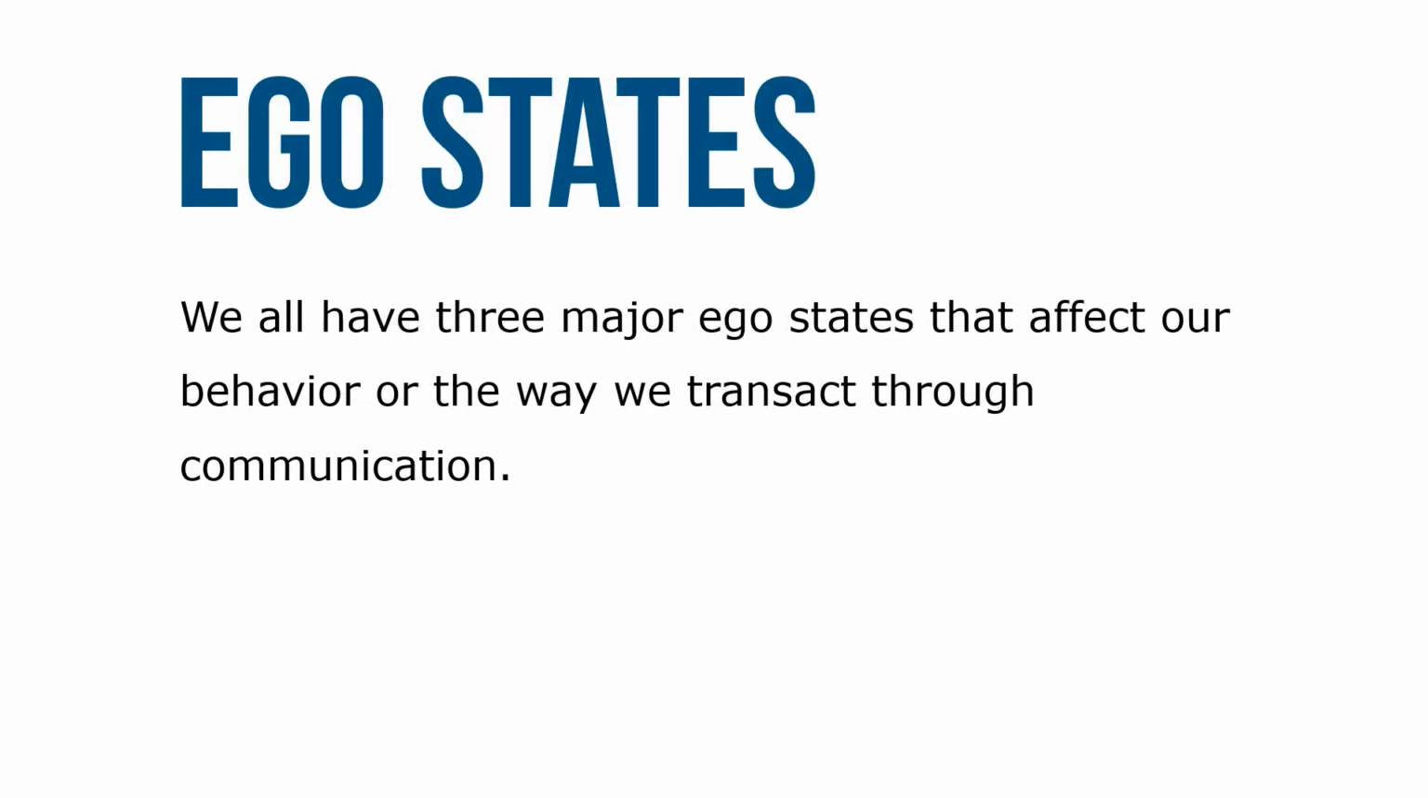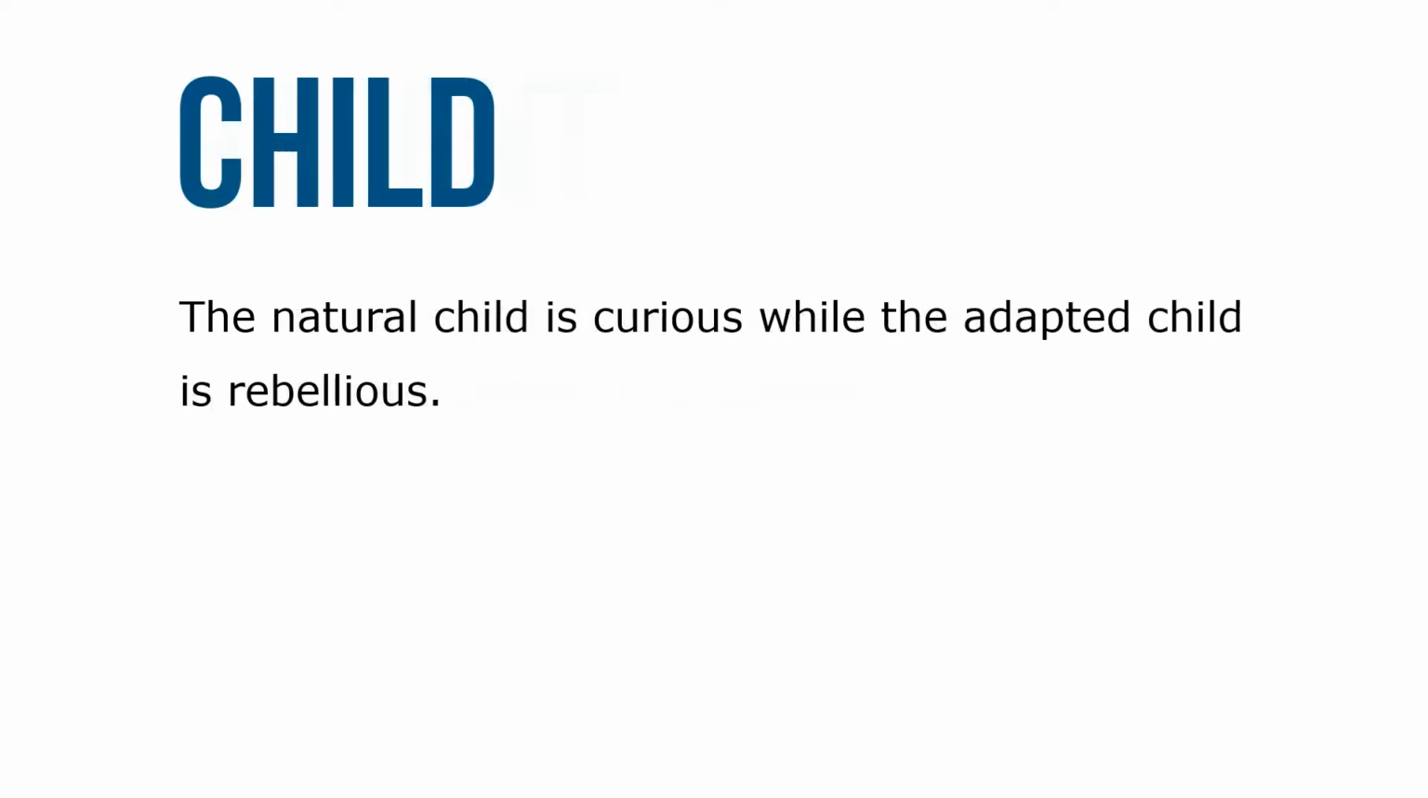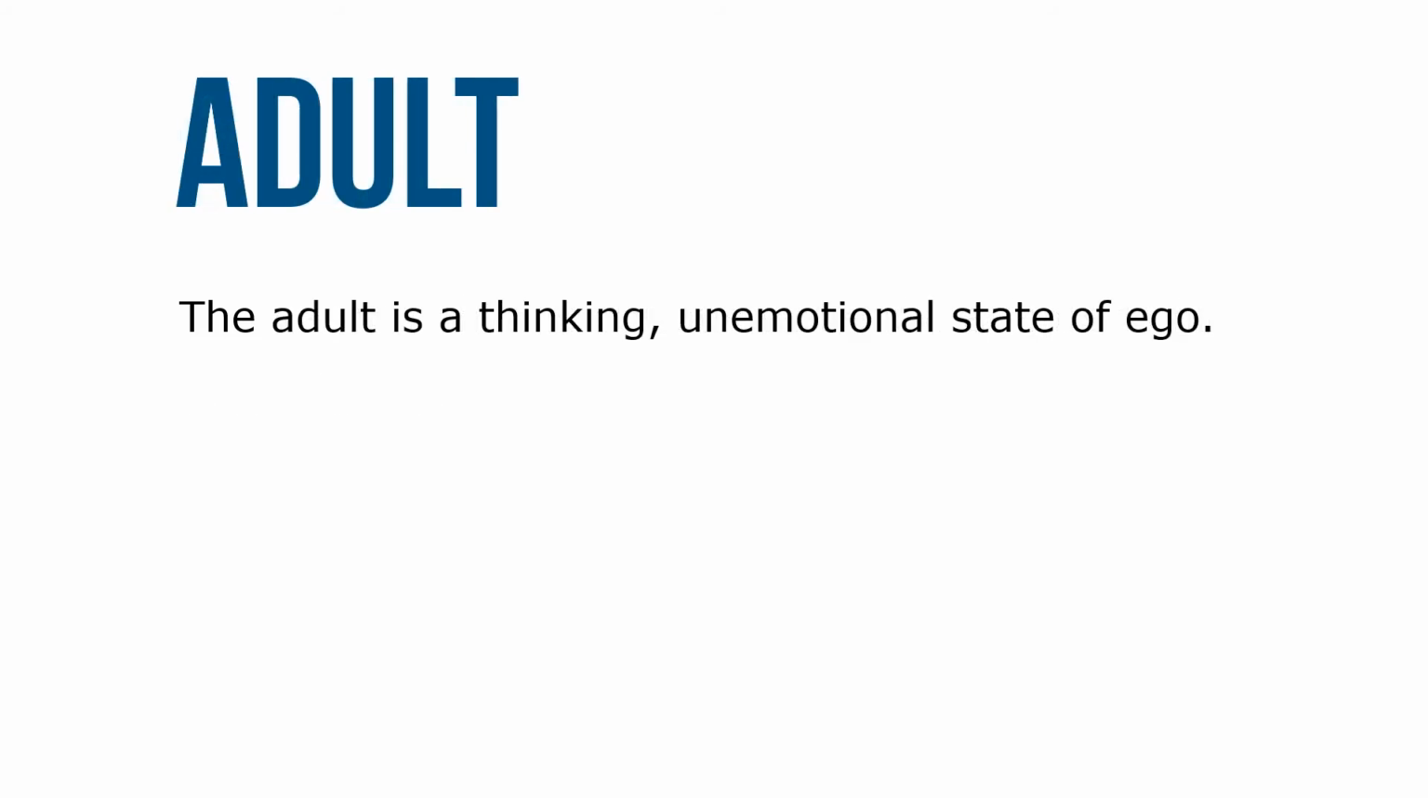We all have three major ego states that affect our behavior or the way we transact through communication. Parent. The critical parent is evaluative, while the sympathetic parent is supportive. Child. The natural child is curious, while the adopted child is rebellious. Adult. The adult is a thinking, unemotional state of ego.